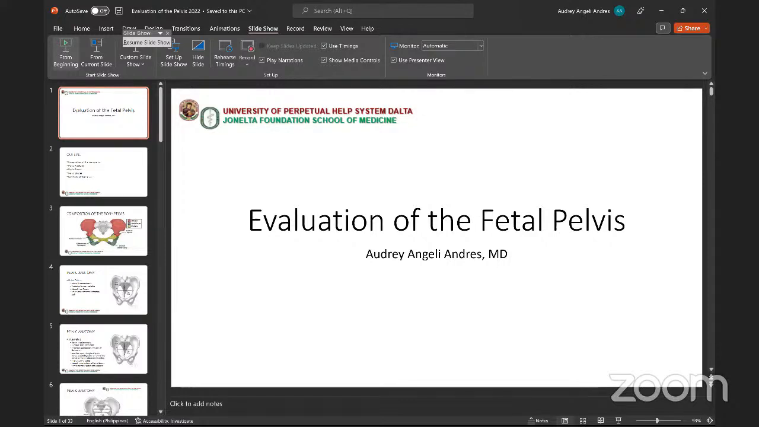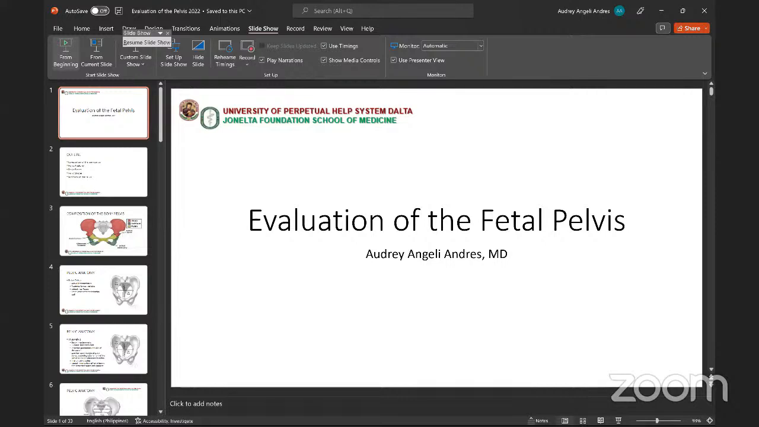I know there would be a lot, but I leave the insertion, origin, and attachments to anatomy, and we focus on the clinical aspects of the evaluation of the fetal pelvis in this lecture. So we review the composition of the bony pelvis, look at pelvic anatomy, the planes, the shapes, and the soft parts of the pelvis.